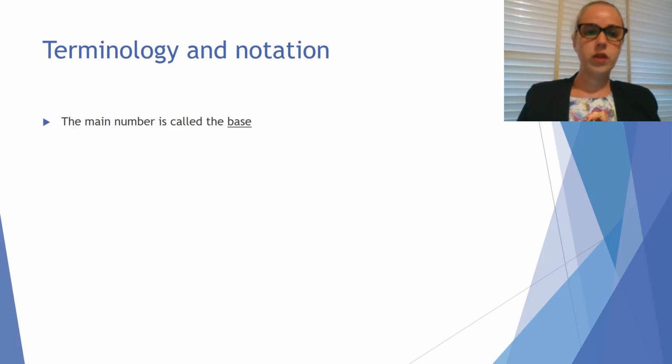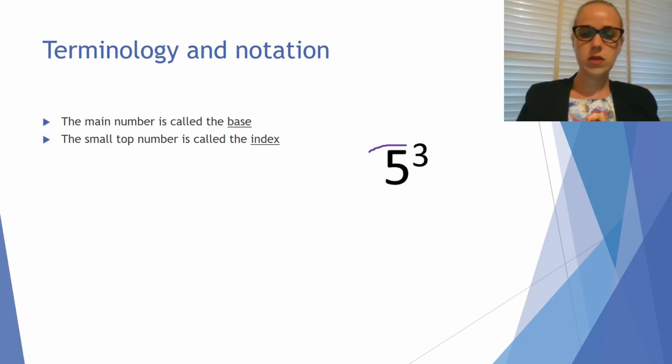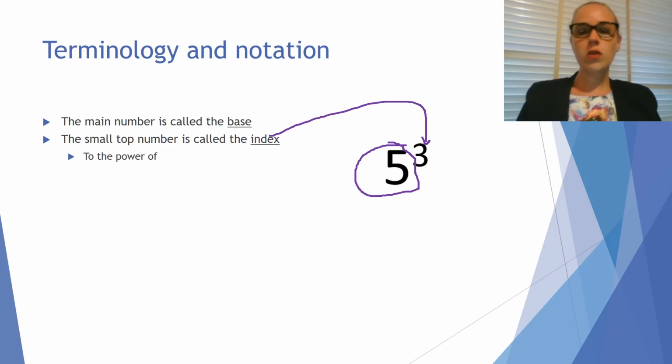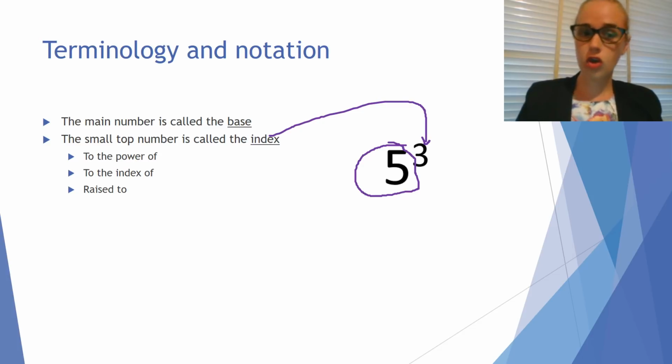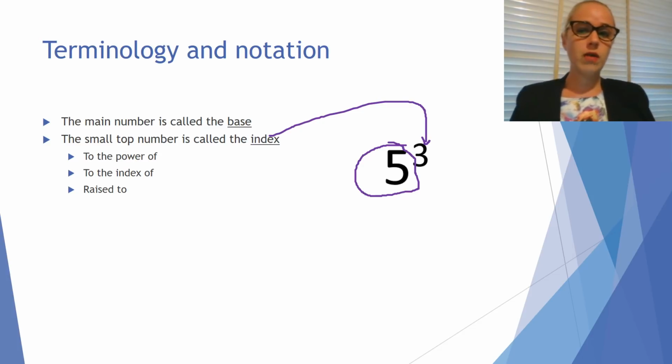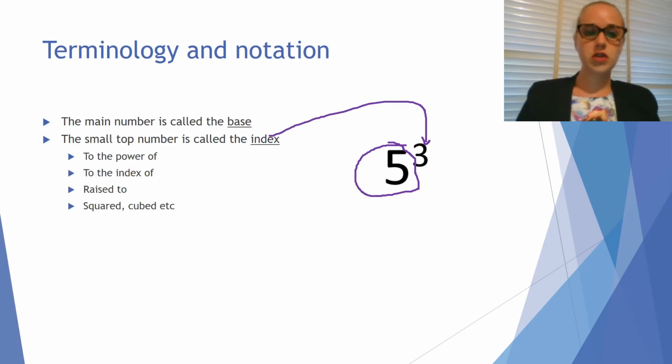Terminology and notation. The main number is called the base and the top number is called the index. So in this case, 5 is the base and the index is 3. The way that we could say that is 5 to the power of 3, 5 to the index of 3, 5 raised to the power of 3, 5 raised to 3, 5 raised to the third power. There's lots of different ways to say it. If it's to the power of 2 or power of 3, then you have special words. So in this instance, because it's 3, we can say it's cubed. So we can say that's 5 cubed.